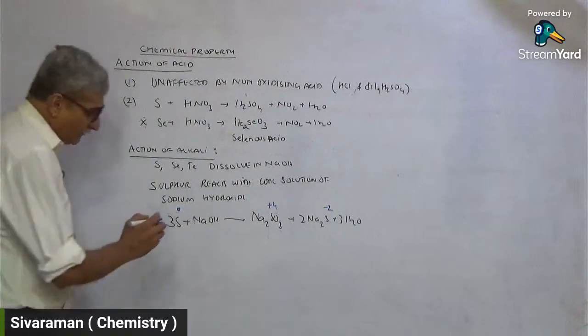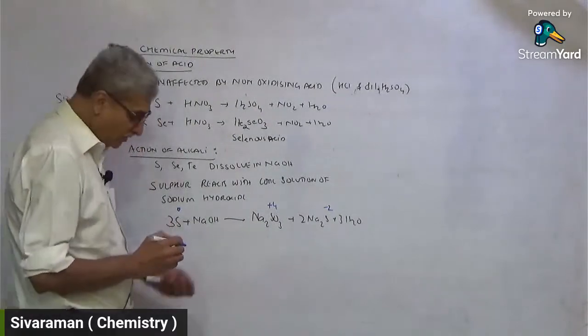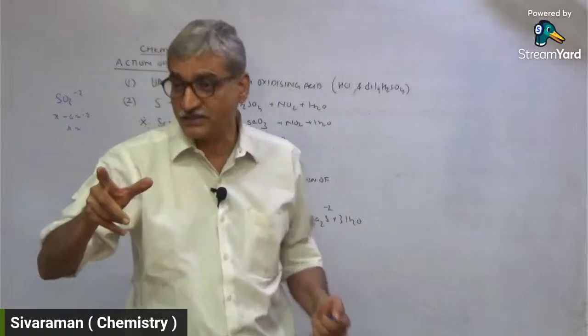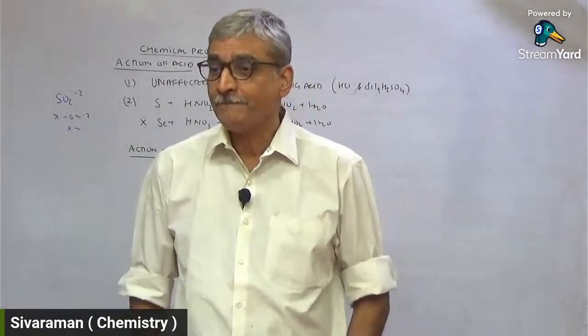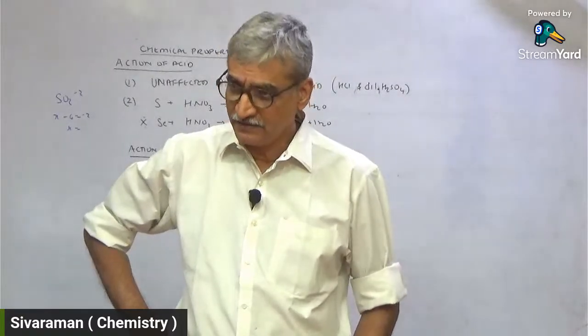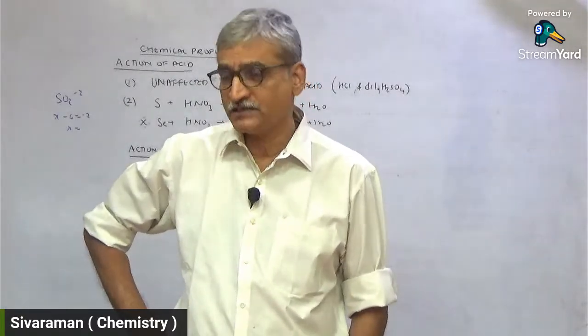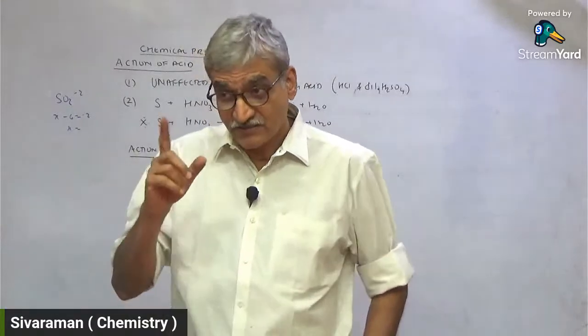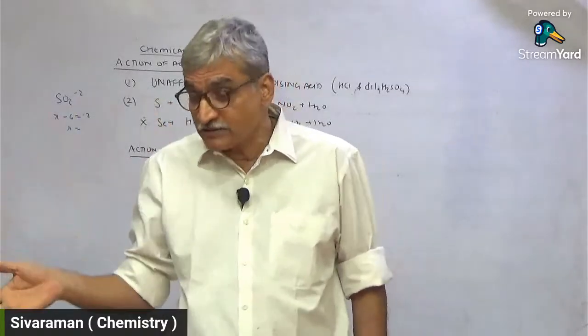So what kind of a reaction is this? Now how do you frame the question? How do you frame an MCQ in this? Sulfur reacts with hot concentrated NaOH to undergo disproportionation. It is clear. Oxidation, reduction, something else we can ask. Or even redox reaction.